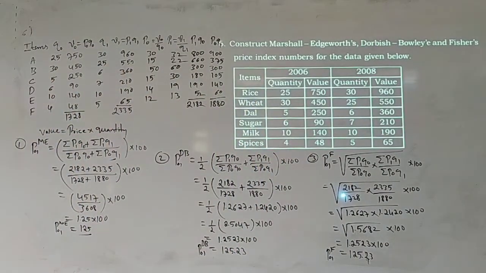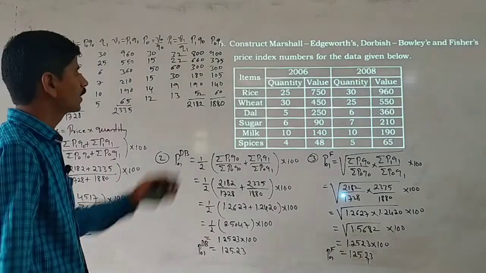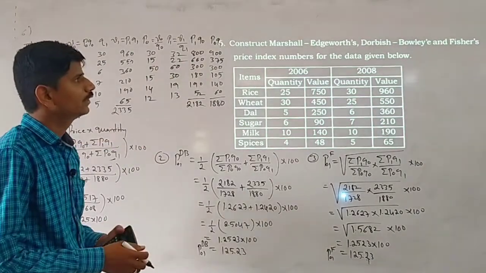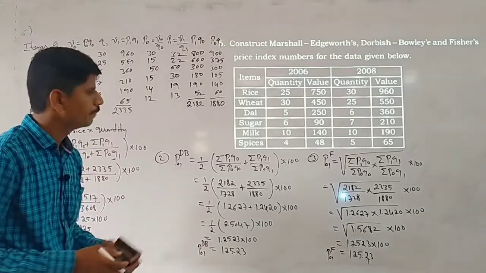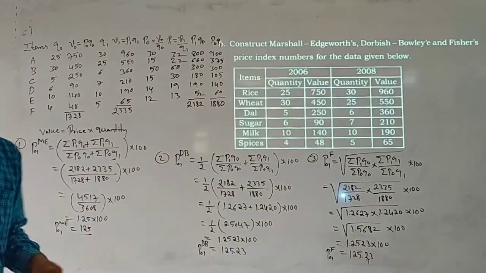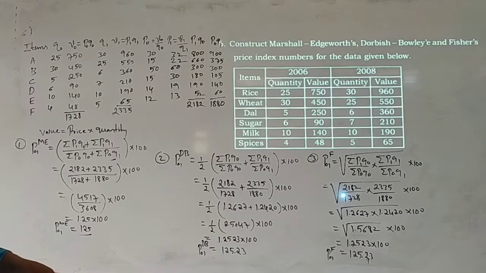Yes, got it. It is the sixth problem. Okay, it is also a 10 marks question: construct Marshall-Edgeworth, Drobisch-Bowley and Fisher's index number for the data given below. Okay, the next problem, number 7.